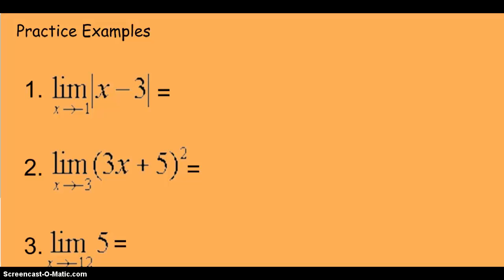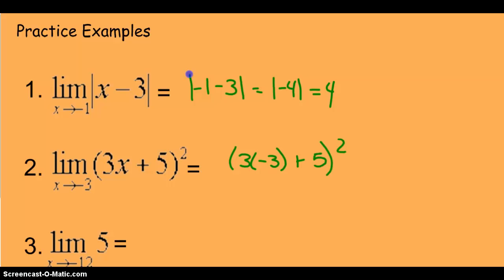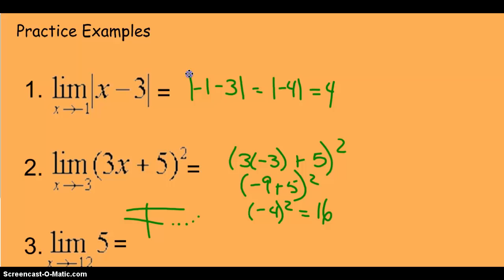So as we look at these three, I have the absolute value here. So I'm going to plug in -1 minus 3, which is the absolute value of -4, which is 4. I'm done. Okay, here we go. The next one, 3 times the quantity -3 plus 5, squared. So -3 plus 5... -9 plus 5 is -4, squared, or 16. Lastly, we have the horizontal line of 5. So if you're looking at that, here's your graph. It doesn't matter which x value I've picked, the y value is always 5.